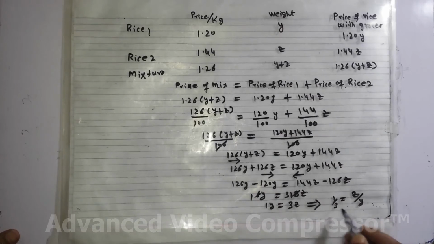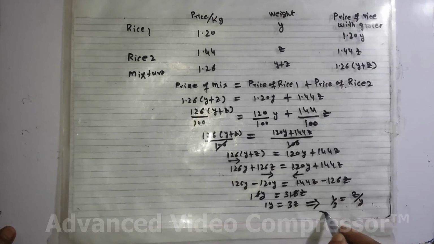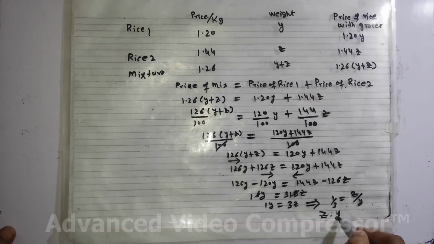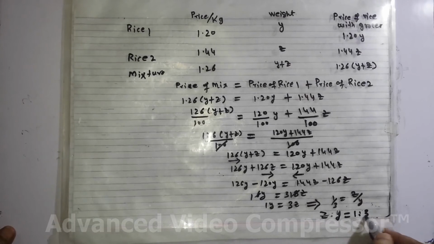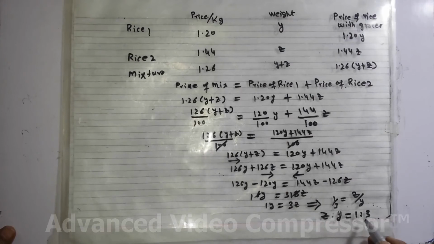So from there we can see that the ratio of the two types of rice in the mixture is z over y equal to 1 over 3. So we can write z ratio y is equal to 1 ratio 3. This is the answer to the problem. The two types of rice should be mixed in the ratio 1 to 3.